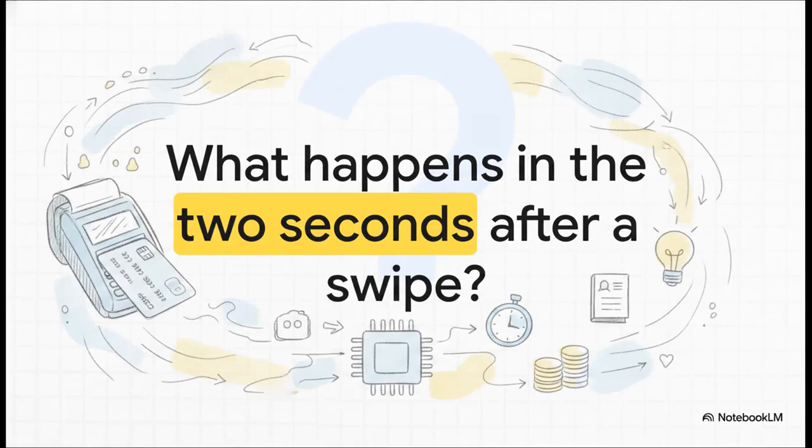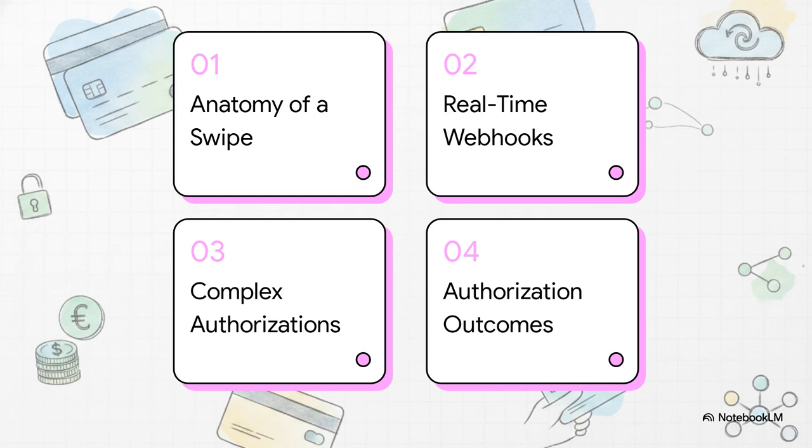So, I want you to really think about this question for a second. What actually happens in the 2 seconds after a card is swiped? 2 seconds. That is literally the blink of an eye, but in the world of payment issuing, it's an absolute eternity where decisions are made, funds are checked, and rules are applied. If you want to build a powerful commercial card program, you absolutely need to understand every single microsecond of this window.